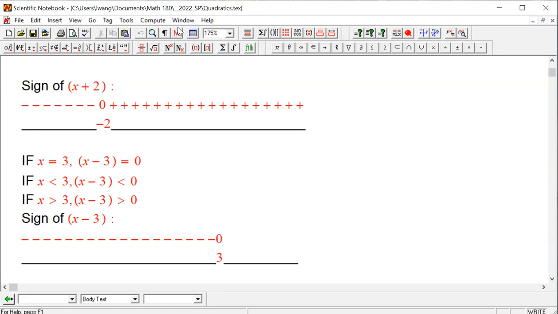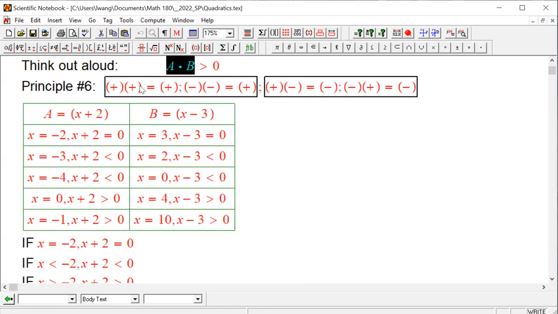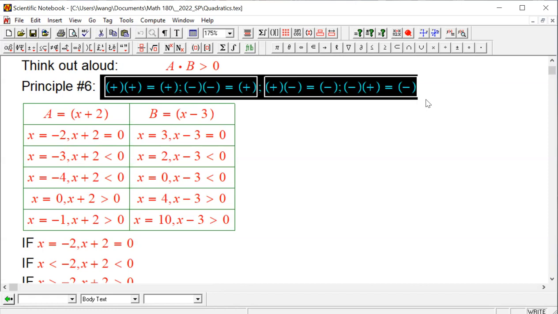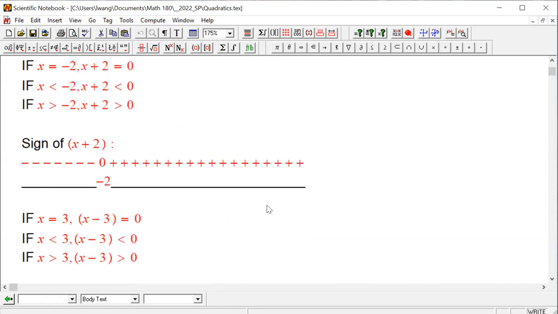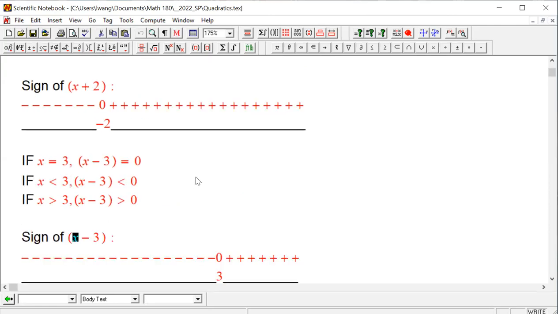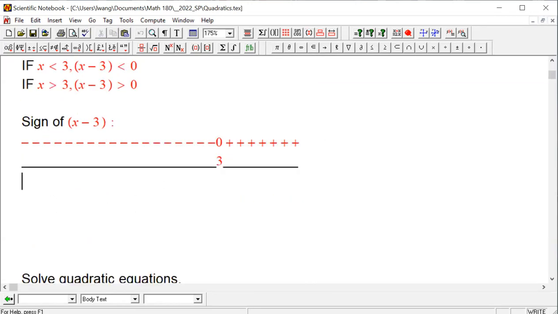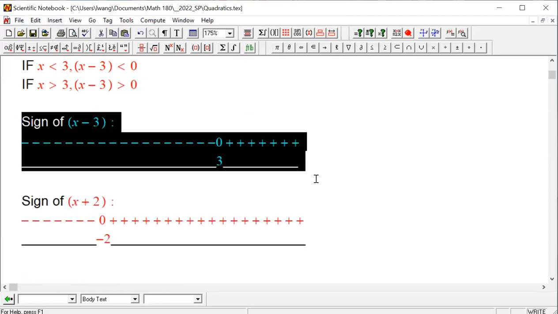Larger than 3, positive. So we get a sign distribution for these two quantities in the product, right? So now we can follow principle number 6 to realize, I see, since x can be any real number in the domain perspective. So what I'm going to do is line these up. I'm going to look at x plus 2 and x minus 3.